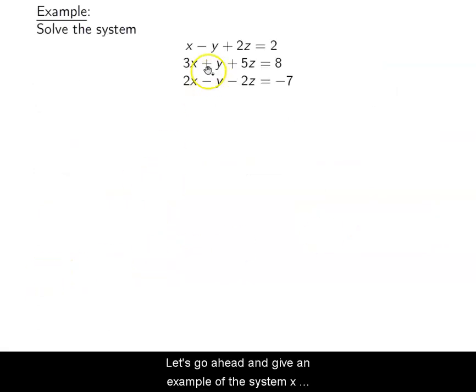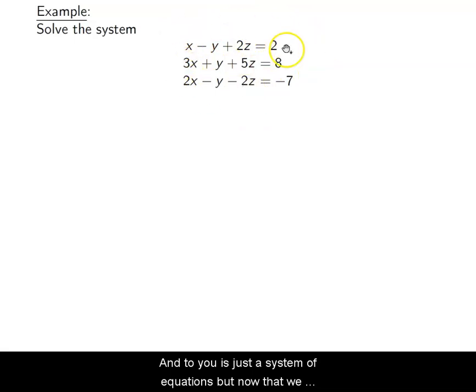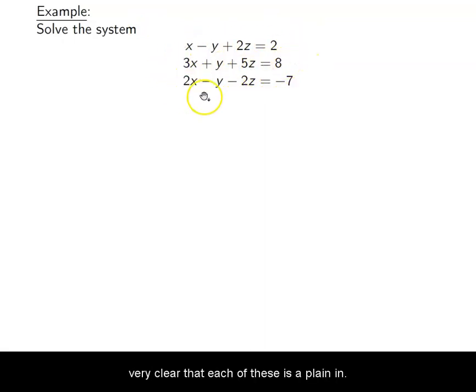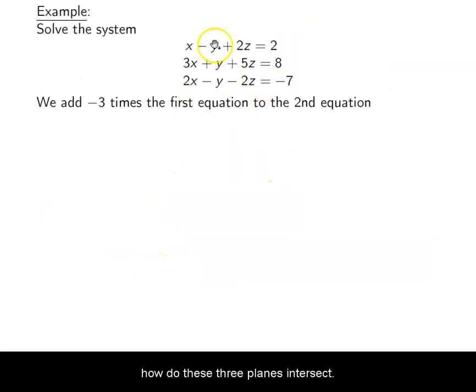Solve this system. x minus y plus 2z is 2, 3x plus y plus 5z is 8, and 2x minus y minus 2z is negative 7. So notice that all of these represent planes. I'm sure you've talked about these before in Algebra 1 or Algebra 2, and to you, it was just a system of equations. But now that we've talked about planes in 3 dimensions, it should be very clear that each of these is a plane in 3 dimensions. Okay, so what we're really interested in is how do these 3 planes intersect.